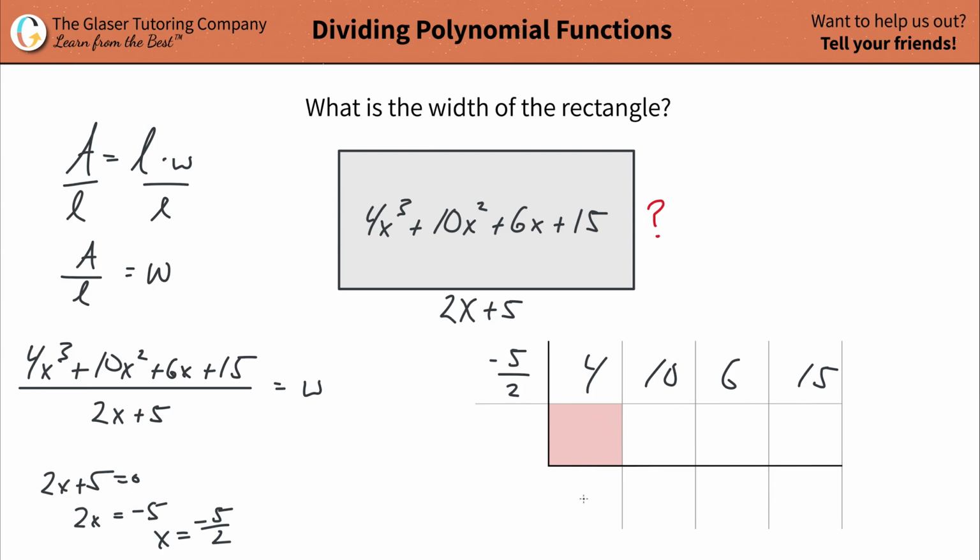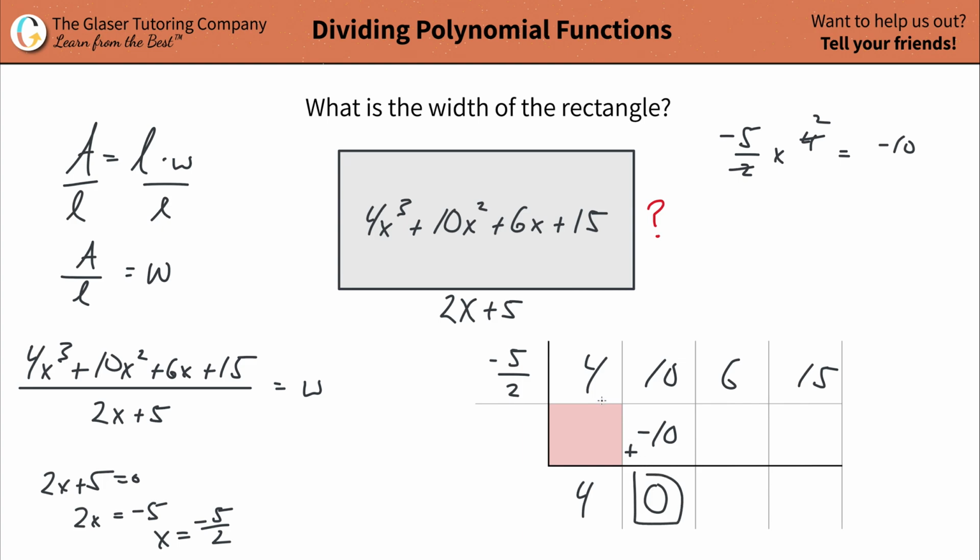So simply take the first coefficient, drop it all the way down. Then take this first coefficient and multiply it by that outside term. So negative 5 over 2 multiplied by 4, 2 goes into 4 2 times, so negative 5 times 2 is going to be a negative 10. You're going to plug that result into the next adjacent cell. Then you're going to add these terms together, negative 10 plus 10 is a 0.